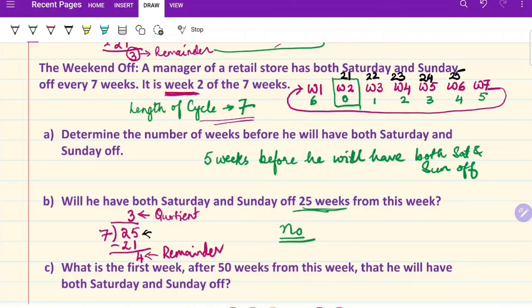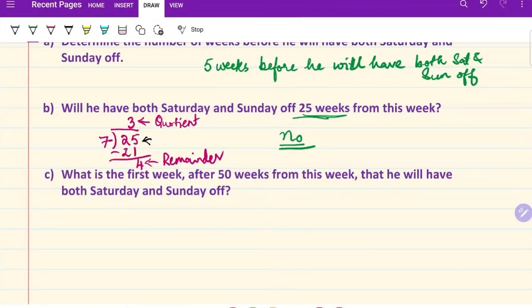Now the last part of the question is asking what is the first week after 50 weeks from this week that he will have both Saturday and Sunday off. So this question is similar to the previous question, but this time it says what is the first week after 50 weeks. So we'll have to figure out how many cycles we have to complete to get closest to 50 weeks. And then from there, we have to do some counting to see which is the week where he will get both days off.